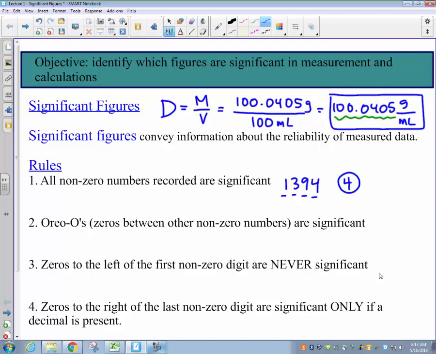So rule number 1, all non-zero numbers convey meaningful information. They are significant. Rule number 2 has to do with what we call Oreo-O's. These are zeros that occur between other non-zero numbers. All Oreo-O's are also significant.